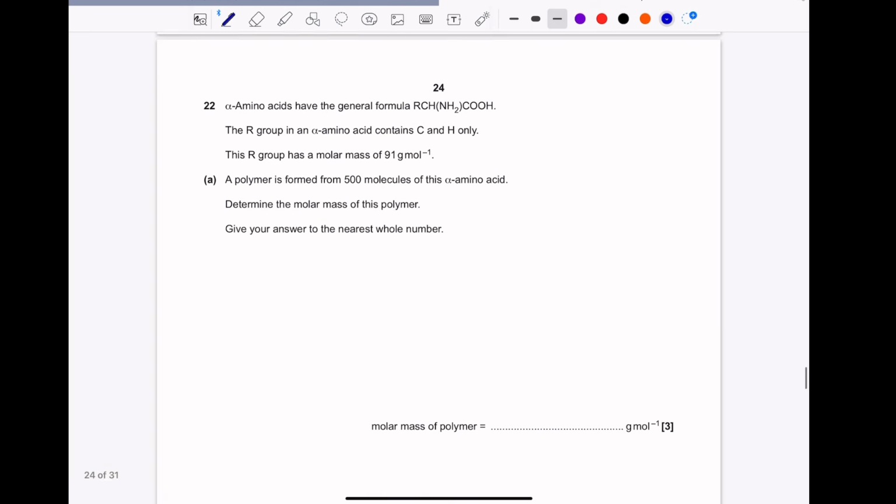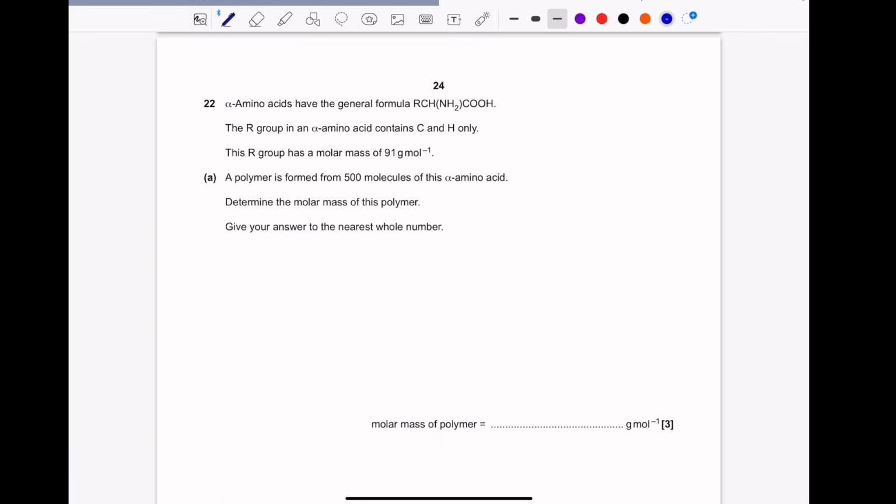Then moving on to question 22, which is about alpha amino acids that have a general formula as such. The R group in an alpha amino acid contains carbon and hydrogen only. This R group has a molar mass of 91 grams per mole. A polymer is formed from 500 molecules of this alpha amino acid. Determine the molar mass of this polymer.